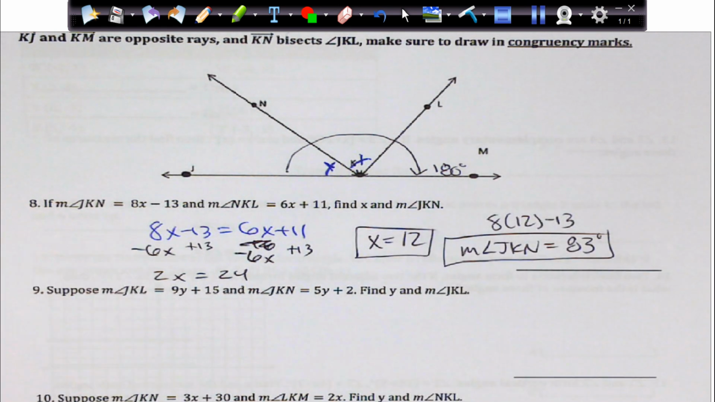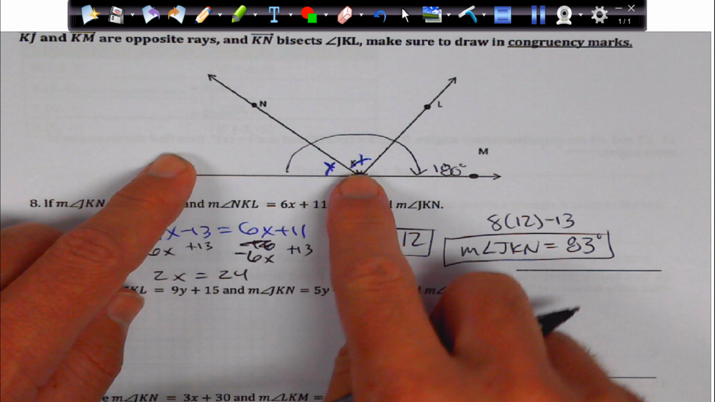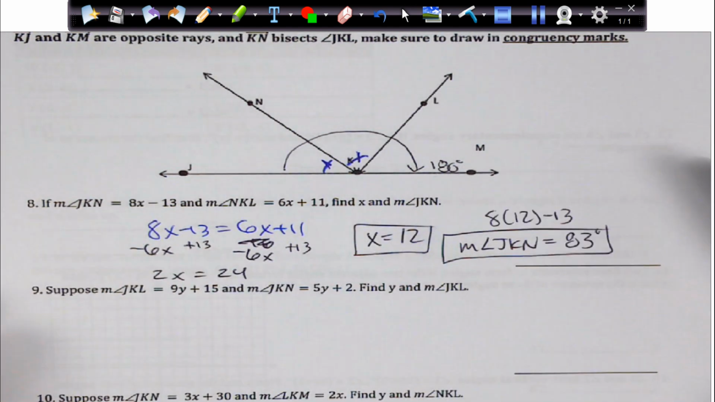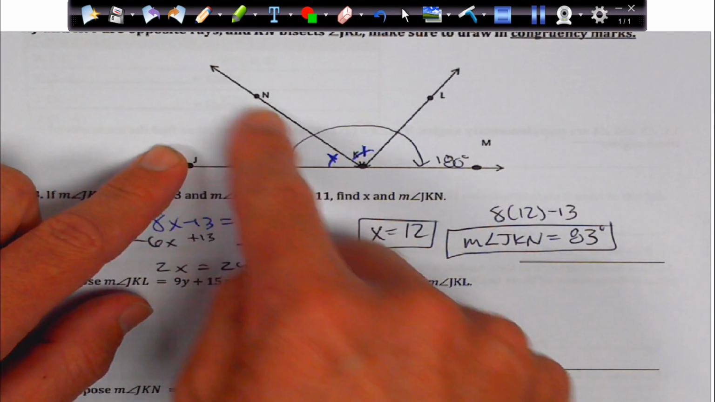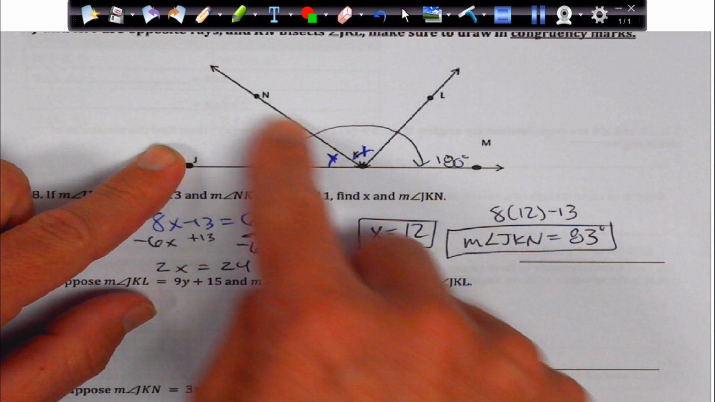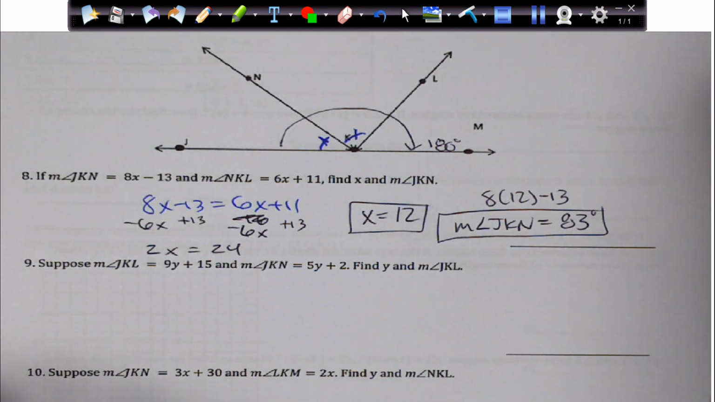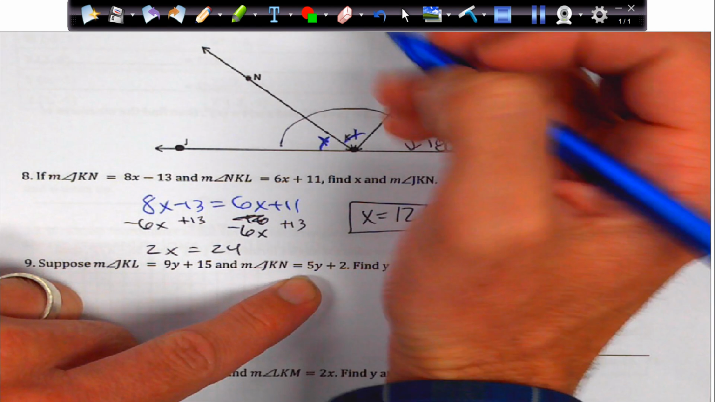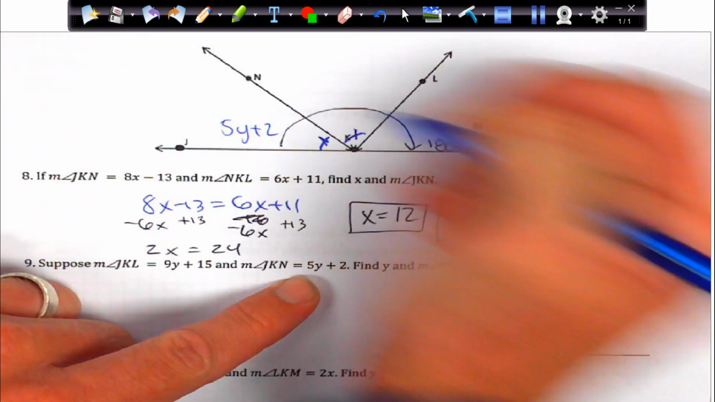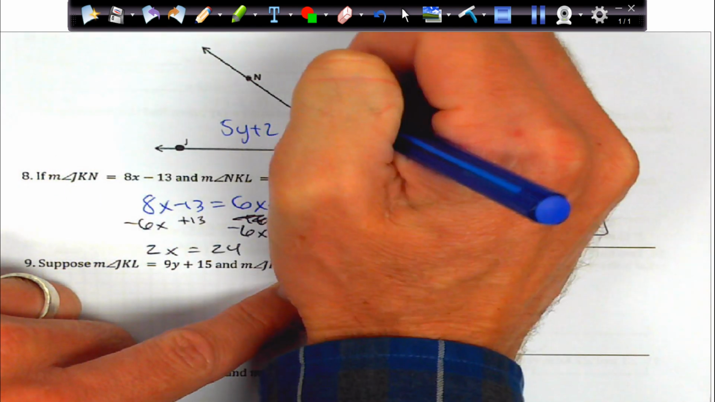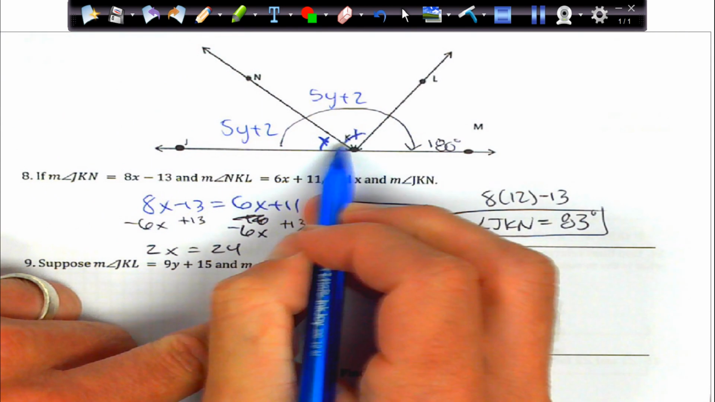All right, next one, JKL. So JKL is this whole big angle, and JKN is only this little half angle. We'll go ahead and write it in on this one. So JKN is 5y plus 2. Well, this one's also going to be 5y plus 2 because they're congruent.